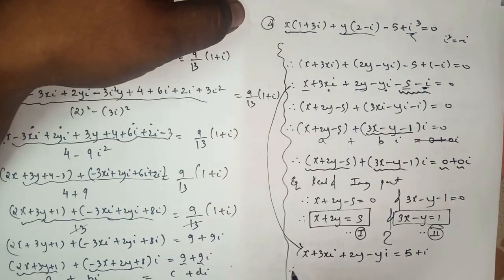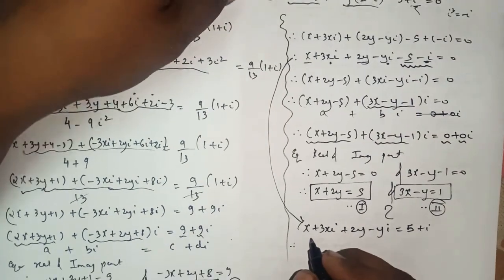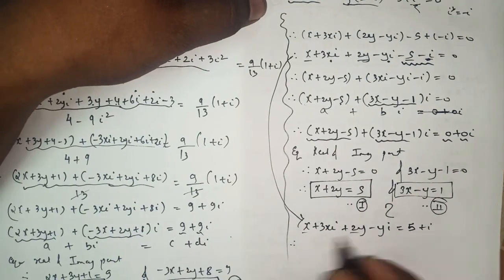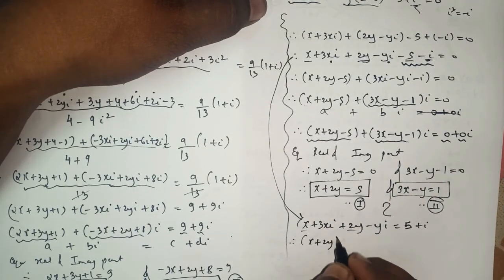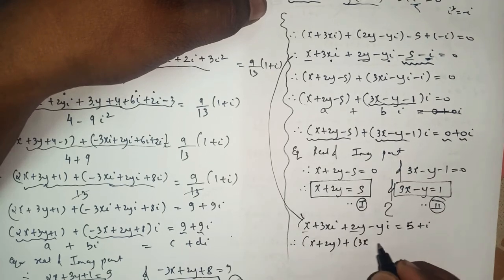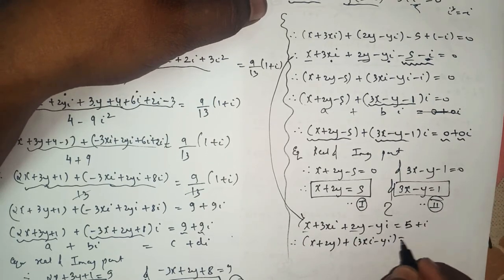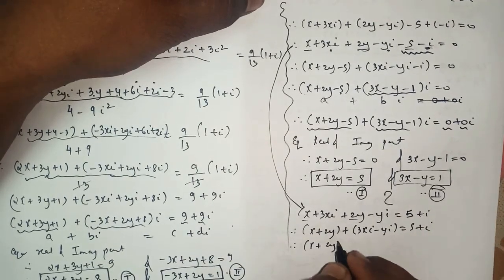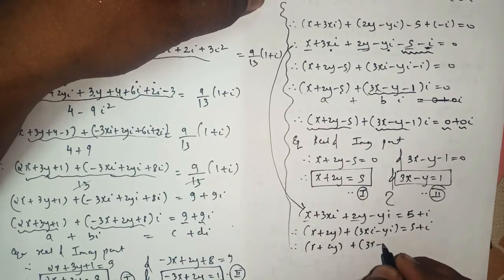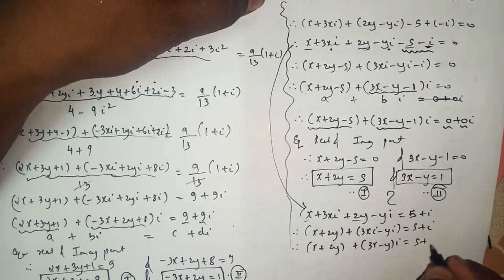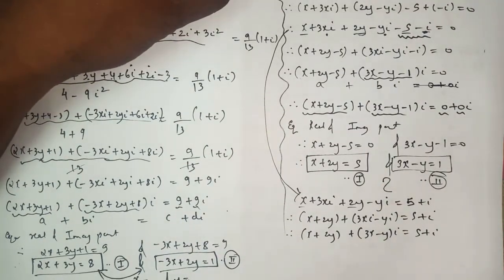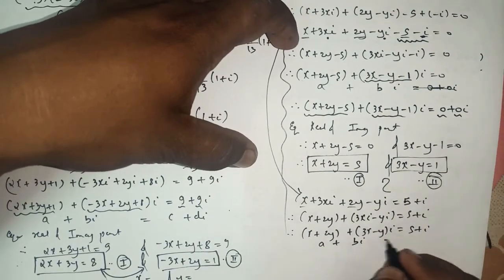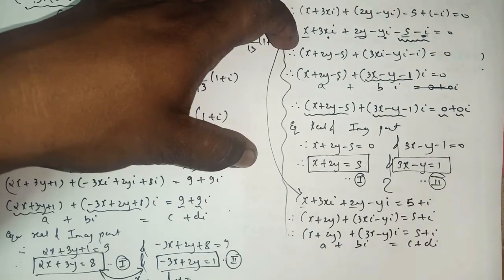So now after this we'll bring the i part together and the without i part together. So here x and 2y are without i, and 3x and this is with i, equals to 5 plus i. So x plus 2y, here we can take i as common, yes or no. Can I say, as now we have converted this part into a plus bi equals to c plus di, yes or no?